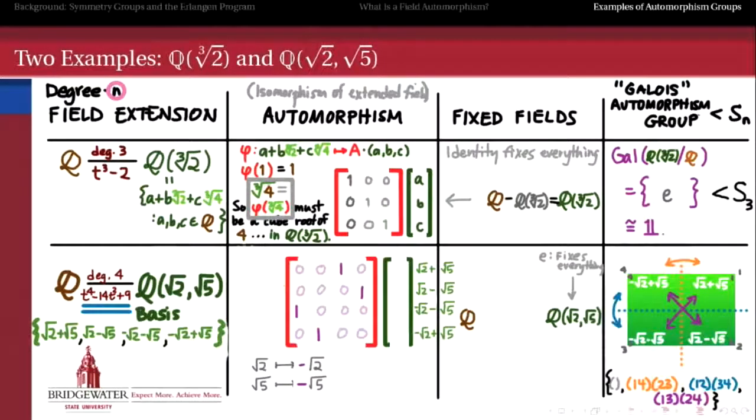It fixes everything. Since every element of the extended field is fixed under the identity operation, that extended field is the fixed field of E. So I'm not even going to write it a second time. It's more interesting to talk about the fixed fields of the other elements.